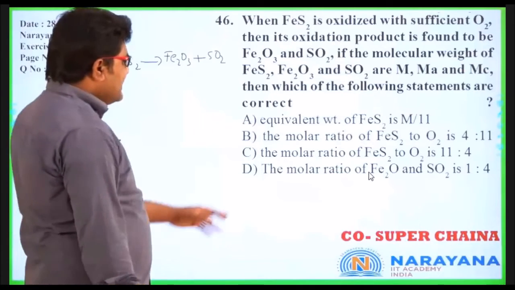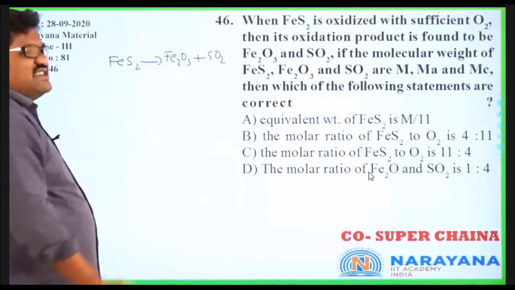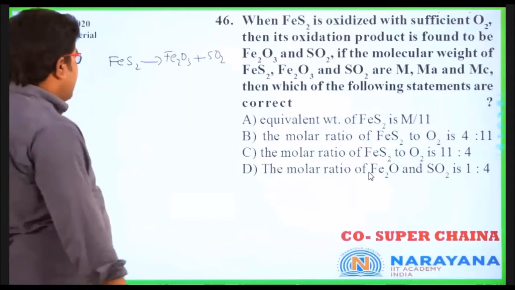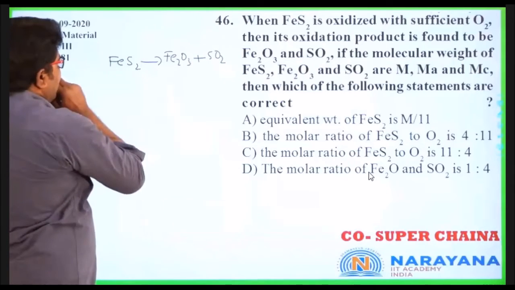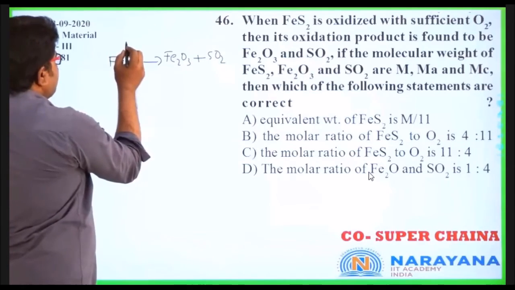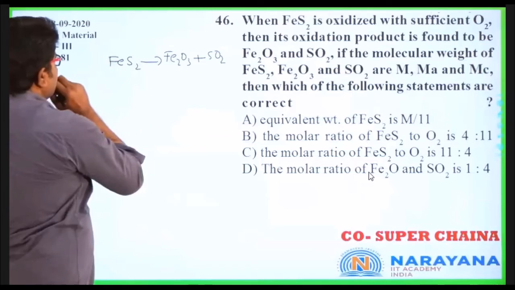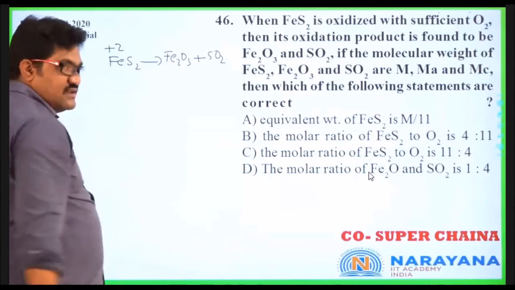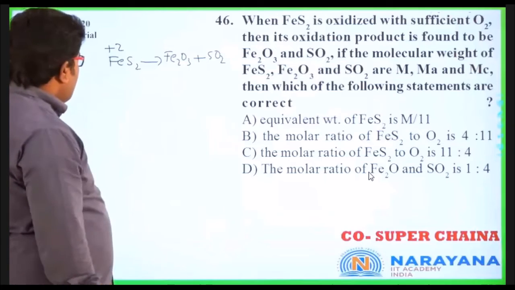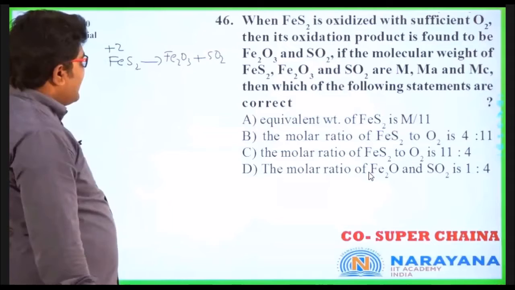Now, equivalent weight of FeS2: we have to take the total change in oxidation number here. Okay, now here iron is present in +2 oxidation, in sulfide. Okay, so what is the oxidation number? Ferrous sulfide can be converted to ferric oxide.